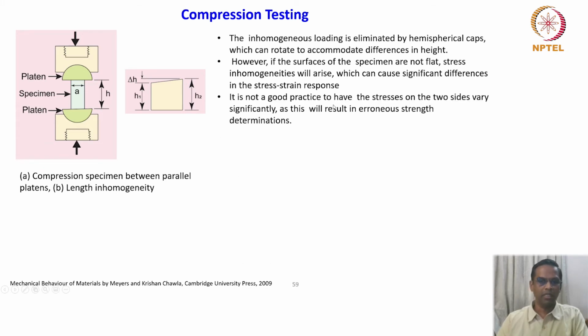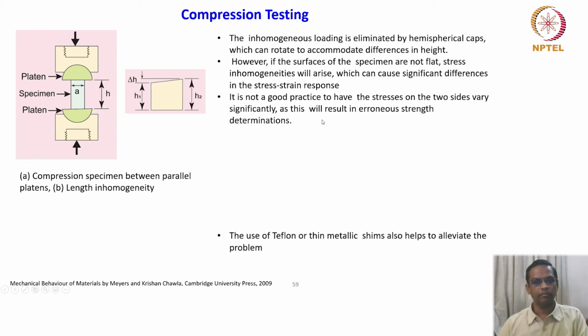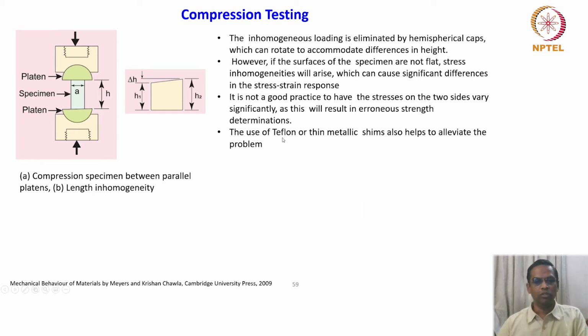It is not a good practice to have the stresses on the two sides vary significantly, as this will result in erroneous strength determination. So the stresses between the two sides basically should not vary significantly. The use of Teflon or thin metallic shims also helps to alleviate the problem.